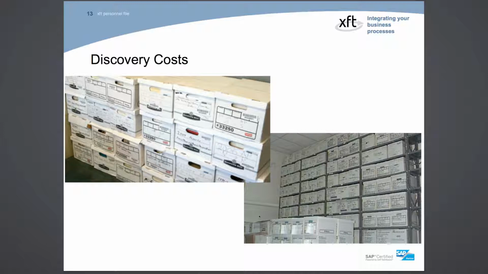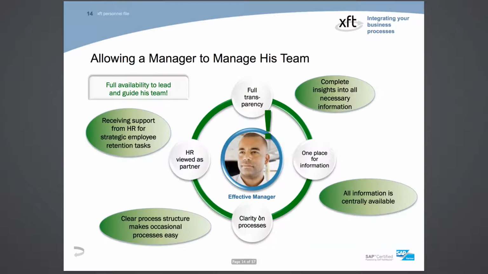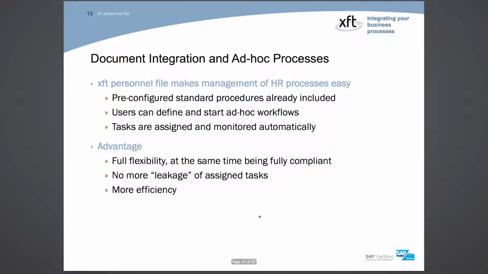And just imagine going through these files and how long it will take an employee, if there is a request for a file, if there is a legal requirement to retrieve a specific document, to get it out of these boxes. Now, we can all turn this around by enabling managers with access to electronic files. All of a sudden, they have full transparency. All the information is in one place. There's clarity on processes if we introduce workflows, and HR is viewed much more as a partner than a hindrance in the organization.